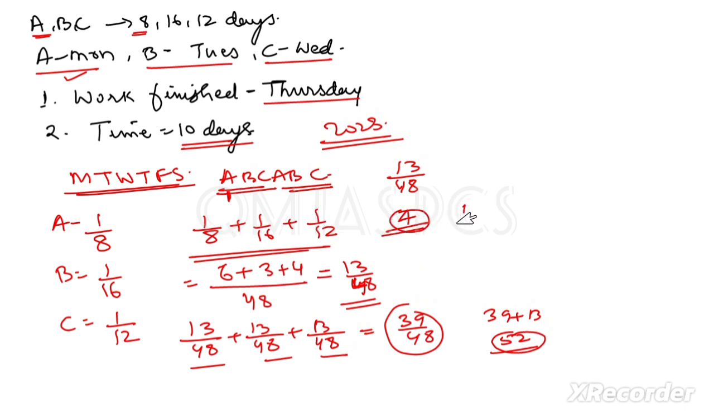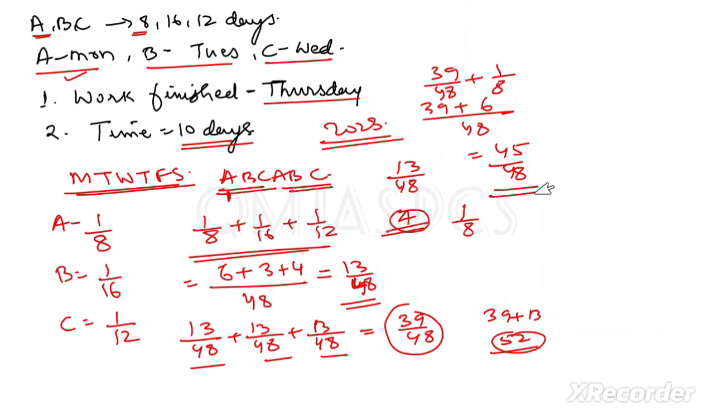For A it will be 1 by 8. Okay, so 39 by 48 plus 1 by 8. So the denominator will be 48, this is 39 and this is 6. Yes, it will be 45 by 48. That means by the 10th day, this work is not done. Okay, so we have to add one more.